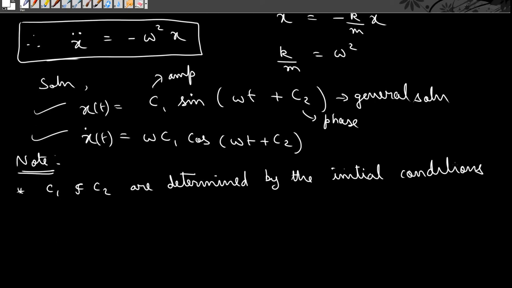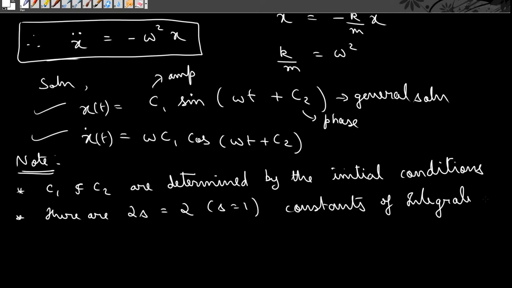Also, there are two s constants of integration. In this case, s is equal to 1, so there are 2s, which will be equal to 2 here, because s is equal to 1. So many constants of integration, namely C1 and C2, right?